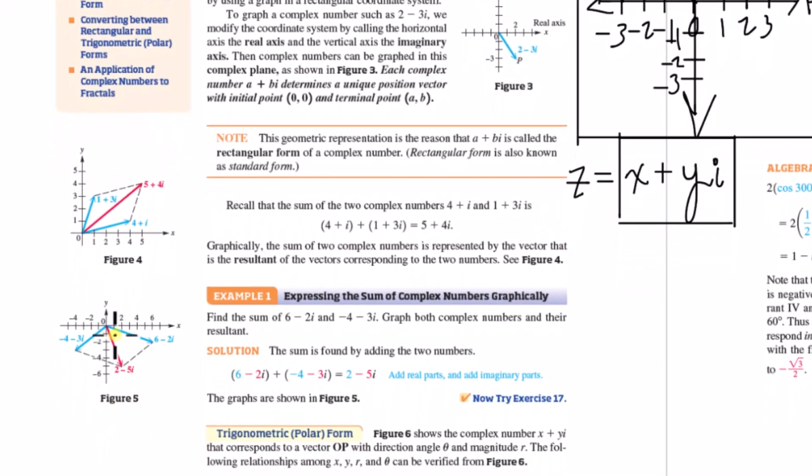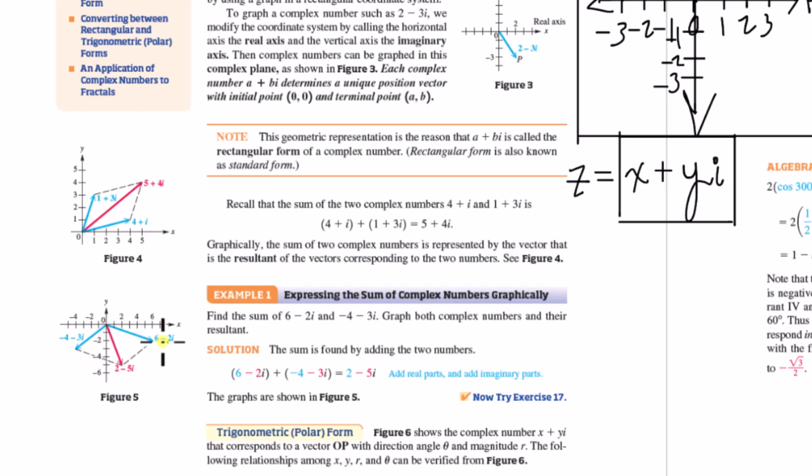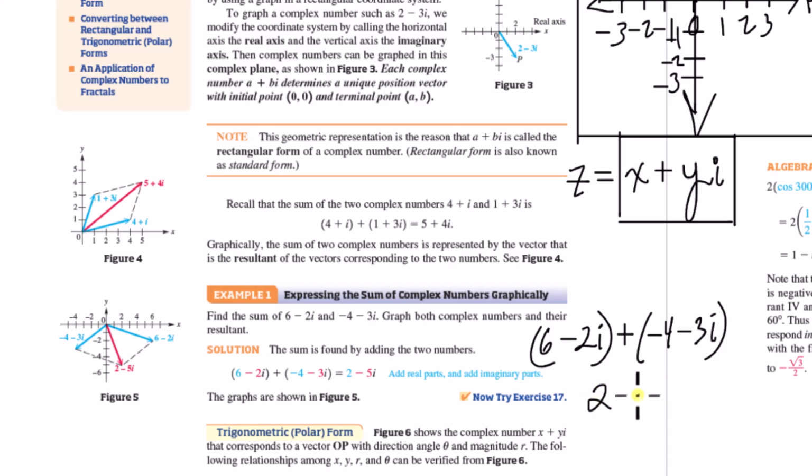Here they do another example of vector addition. You're adding two complex numbers represented by vectors, and you get this resultant vector. The complex numbers are 6 minus 2i plus negative 4 minus 3i. You've got 6 minus 4 is 2, and minus 2 minus 3 is minus 5i, and there you go. There's the new resultant vector at 2 minus 5i.